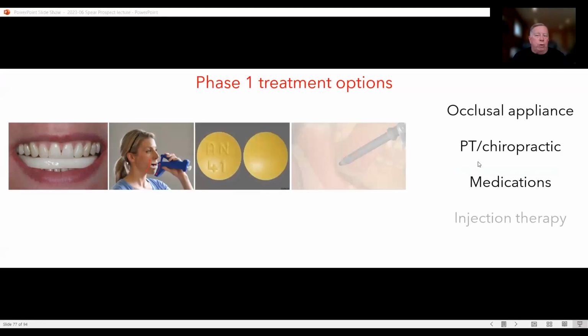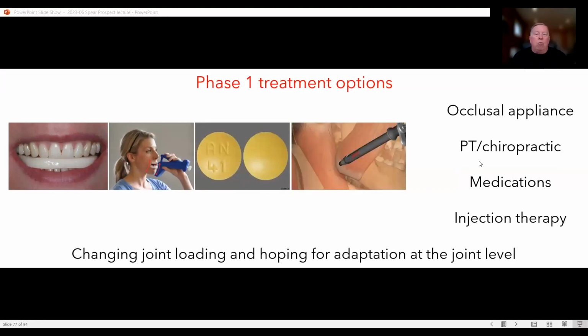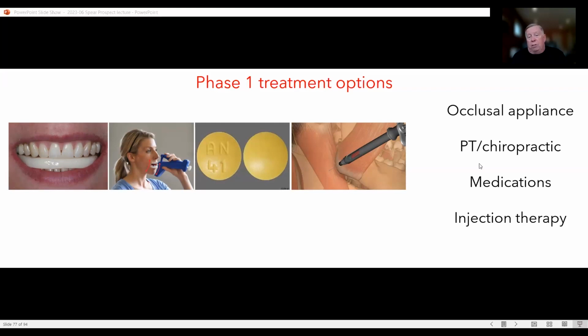Phase 1 options we talked about. Basically what we're doing with those is changing joint loading, and we're going to hope for adaptation at the joint level. We're not changing anatomy, we're just changing the way the load is applied. Fortunately, these cases work out really well for a lot of patients. I've done a lot of phase 1 therapy over the years. It's been extremely successful. We can do this on any stage joint.